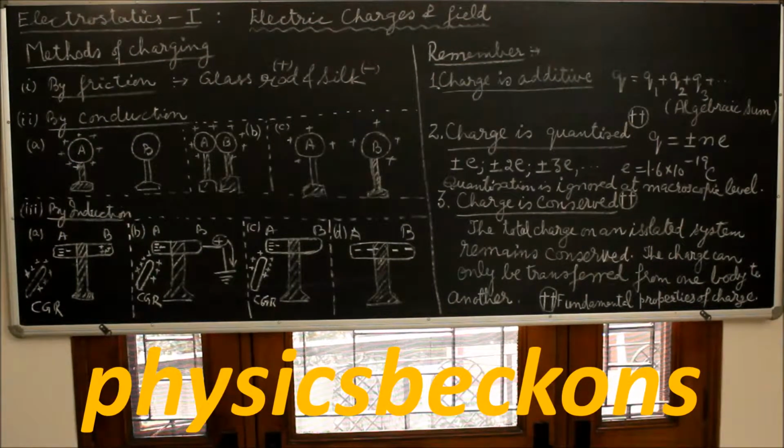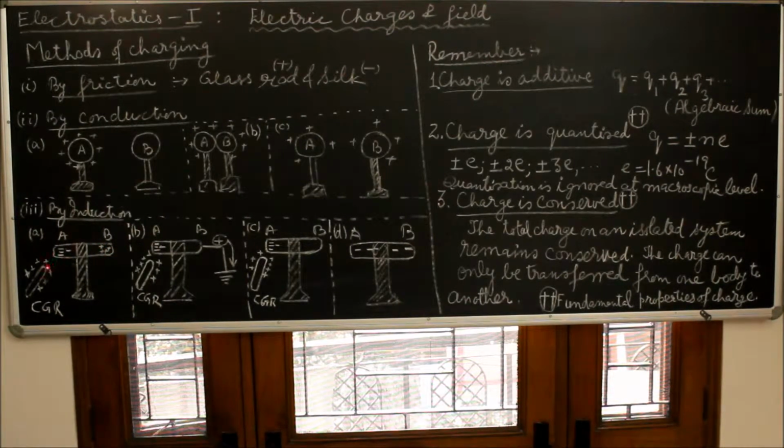The third method is charging by induction. Before we actually study the method, it's worthwhile to study what electric induction is. The first diagram here, figure A, explains the phenomenon of electric induction. If we have an object AB and bring another charged object near it, here CGR is a charged glass rod. This is a positively charged rod. If we bring this rod near end A of AB, the rod pulls some electrons from end B to end A. Therefore, end A has an excess of electrons and end B has a deficiency of electrons. A acquires negative charge and B acquires positive charge.